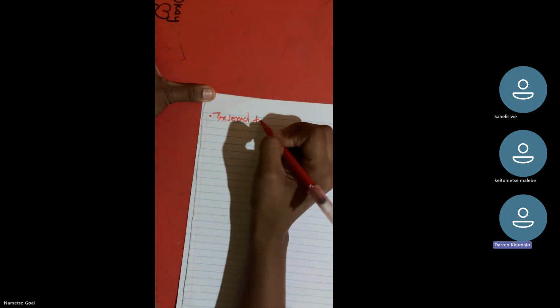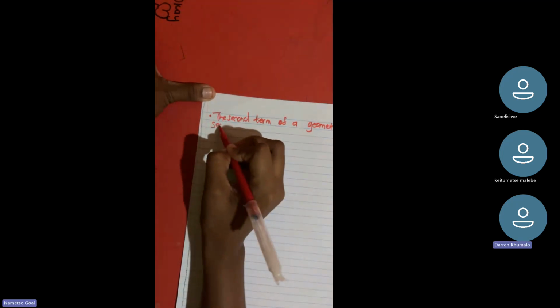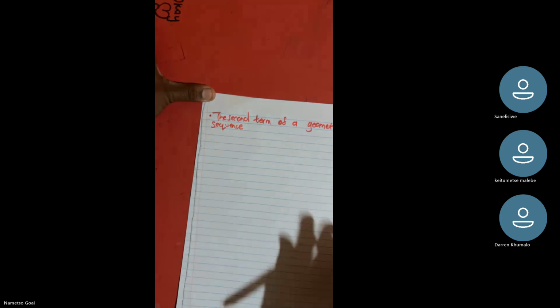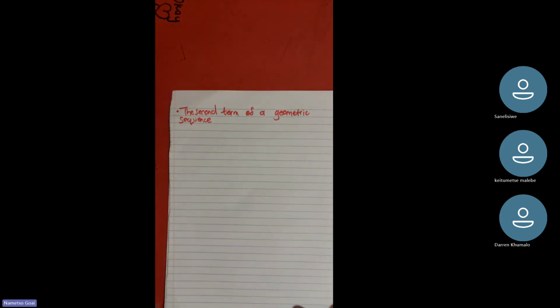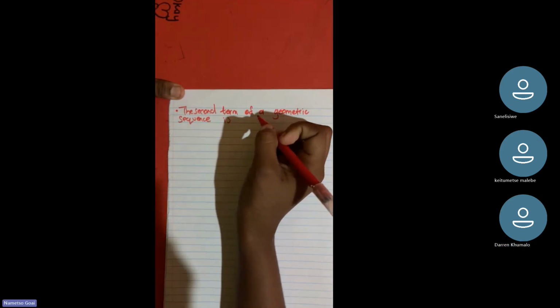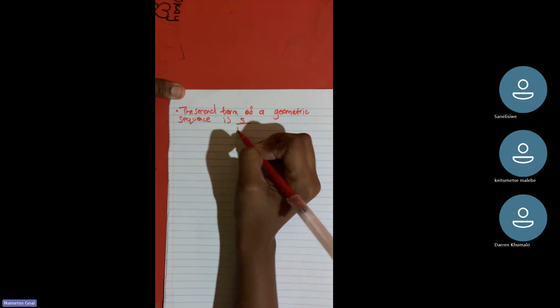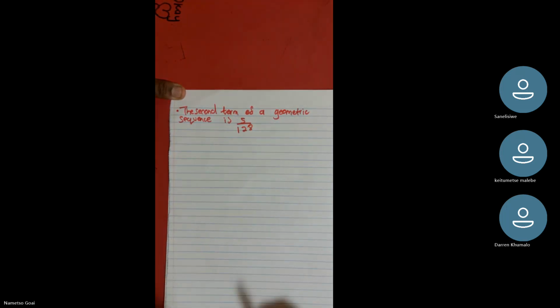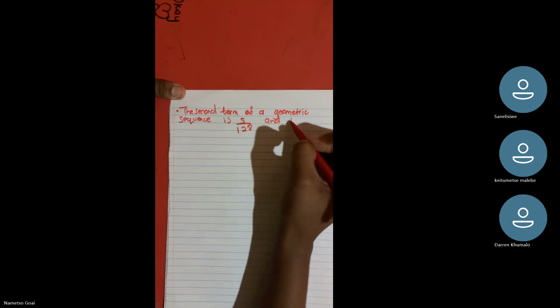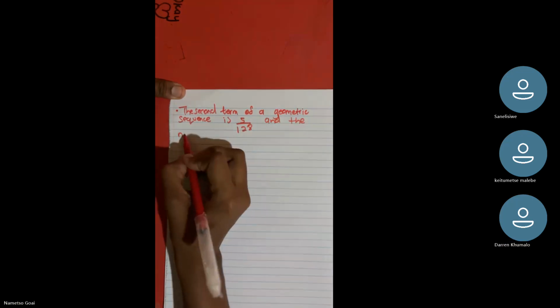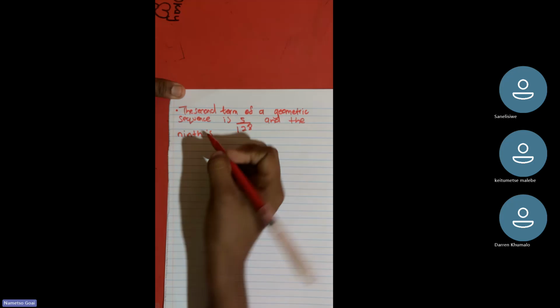They say the second term of a geometric sequence. Where are the questions? I'm just writing them down. Just rewrite it down. Okay, I understand. The second term of the geometric sequence is 5 over 128. And the ninth term is 5.